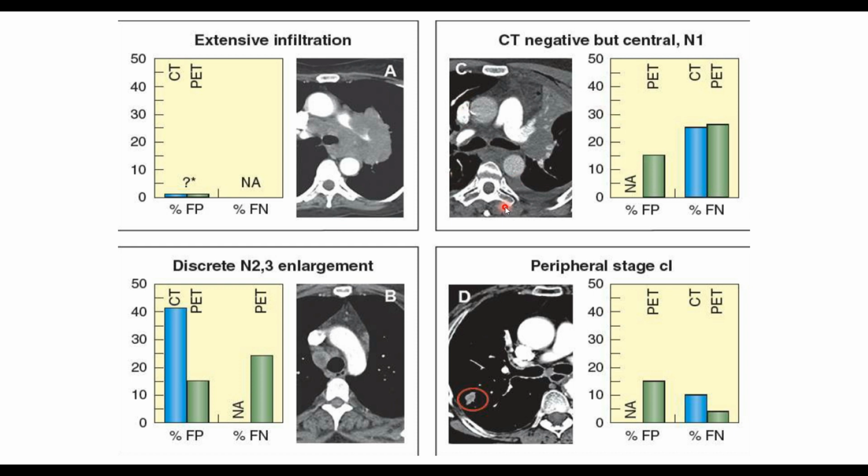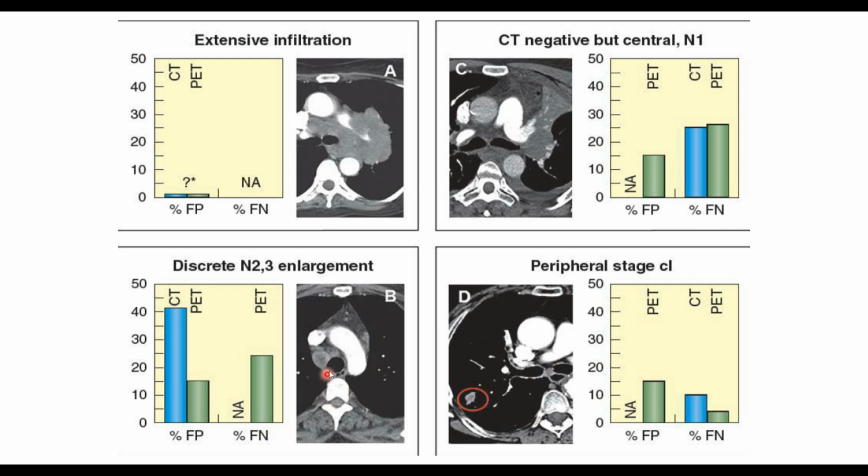In this patient, the patient does not have mediastinal lymph nodes on imaging, but the patient has a central tumor. Central tumors have a higher propensity for mediastinal lymph node metastasis than peripherally placed tumors. So this patient, though radiologically negative, there's a high chance that this is a false negative. If you look at it, PET has a very high chance of false negative in this setting, about 25%.